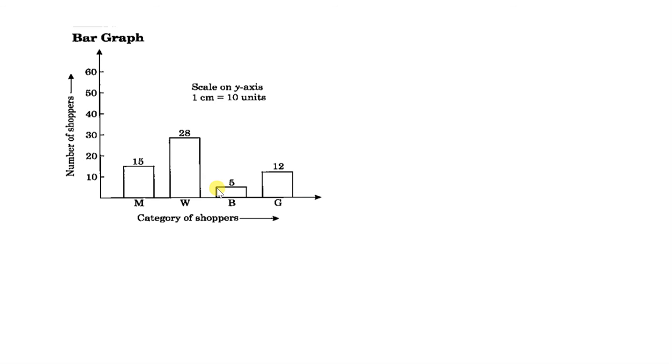और बॉय की फ्रीक्वेंसी 5 थी, तो यहाँ पर जो इसका मिड पॉइंट होगा वहाँ आप बॉयज की हाइट रखेंगे. इसी तरह से गर्ल्स को आप ड्रॉ करेंगे. So this is the bar graph.